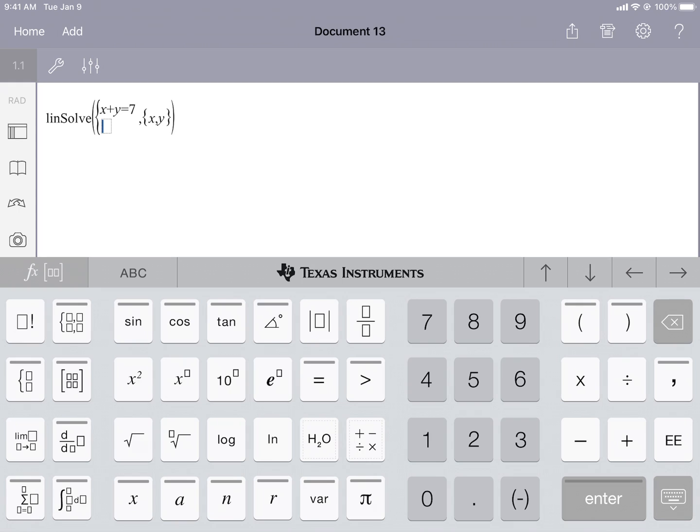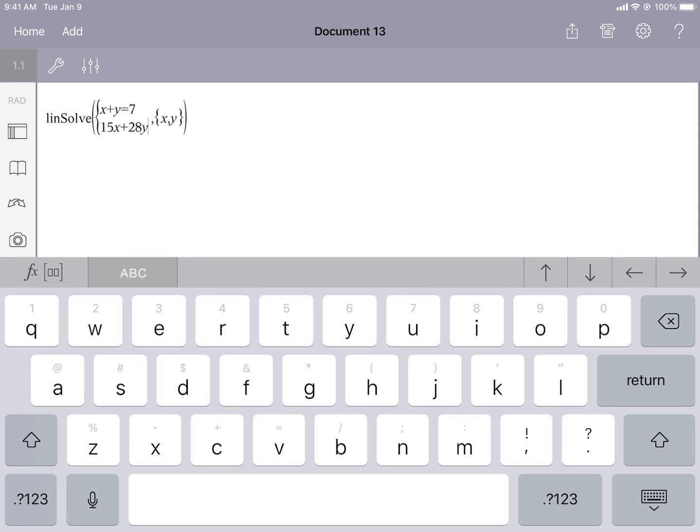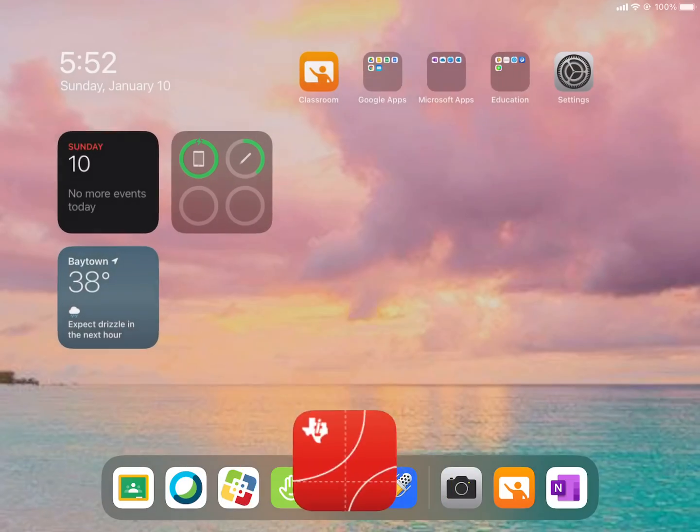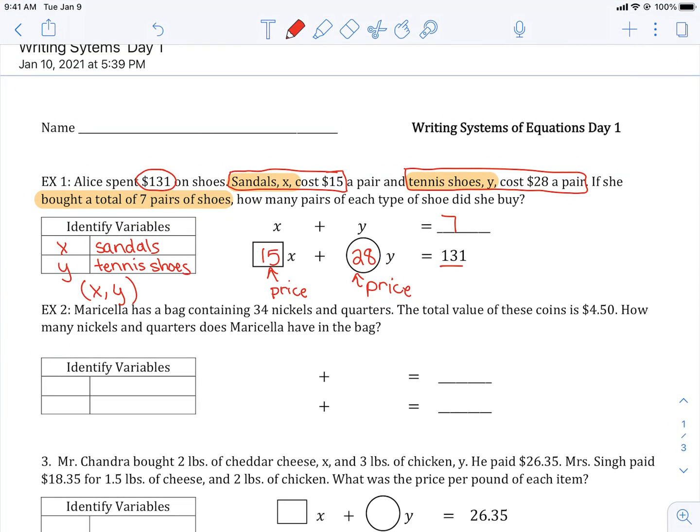And then in the bottom box, I'm going to type in the $15 per sandals plus the $28 for tennis shoes, which is going to equal the total amount of money she spent, which was $131. And when I plug that in, I get 5, 2. Which means 5 sandals, 2 pairs of tennis shoes. You will be asked to solve this eventually, just not today, but this is just being extra.